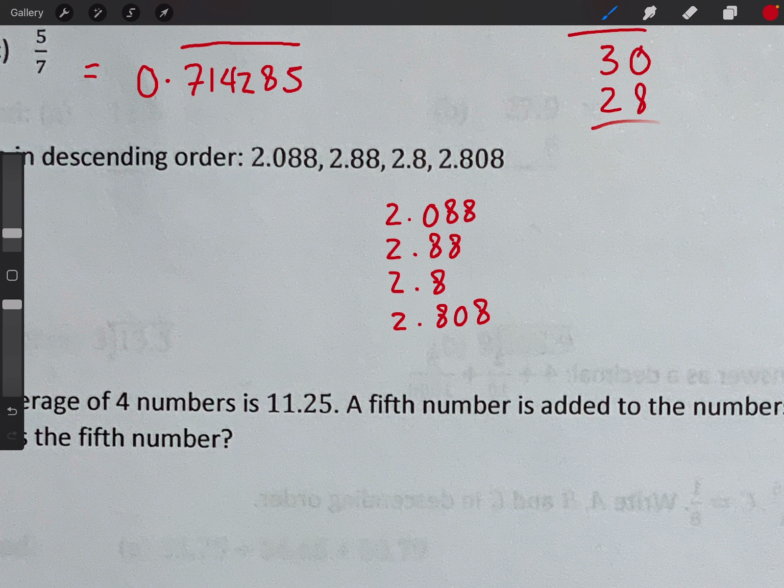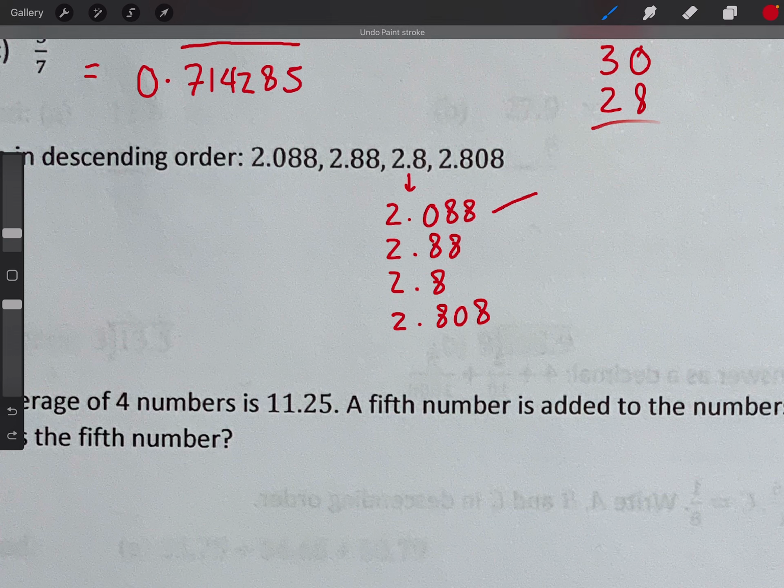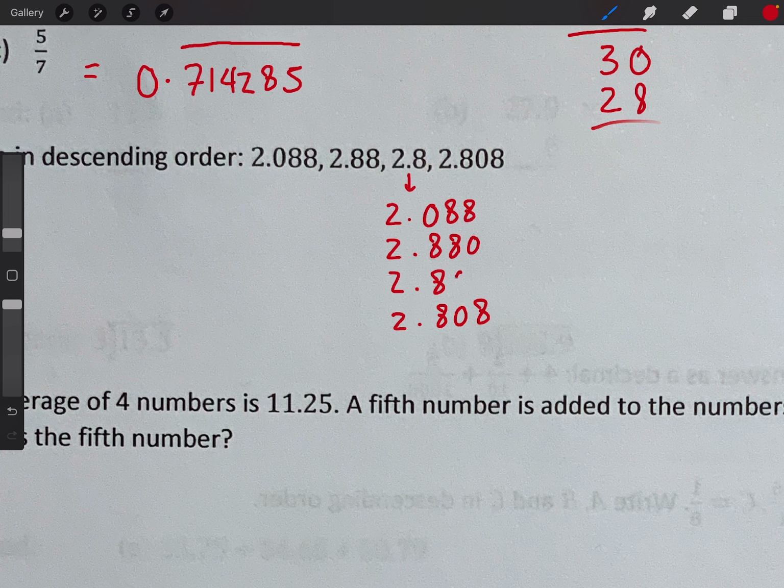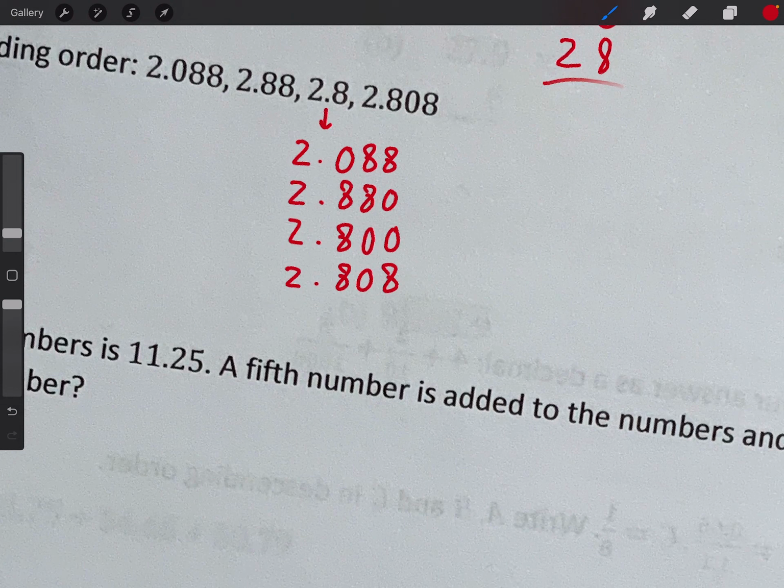Okay, so we organize it where the decimals are all lined up, and for any number with fewer decimals, for example, this has 3 decimal places and this only has 2, I'll just put a 0 here to make it easier for us. Okay, and you can see which one is bigger. Let's ignore the 2 for now, because they're all the same here. Just look at this part here.